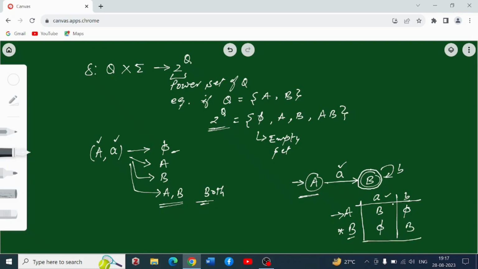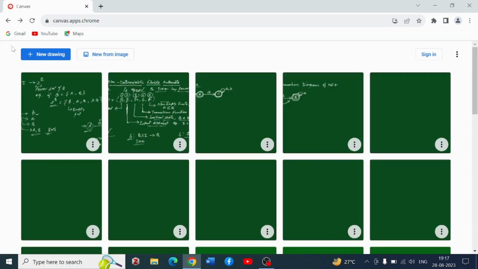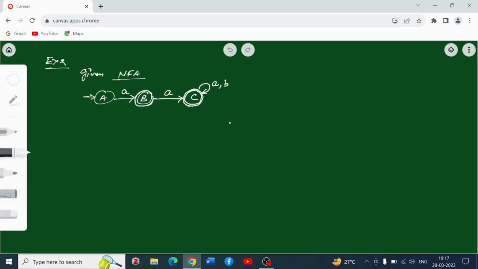This is a transition table for this given NFA. Let's take for a particular NFA how the input string is processed. So for example, we have this NFA given and we have to process the string w, that is AB, whether this input string is accepted by this automaton or not.